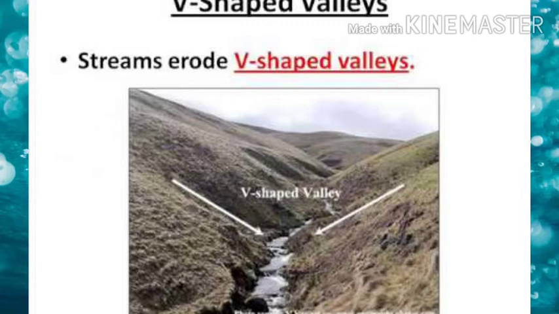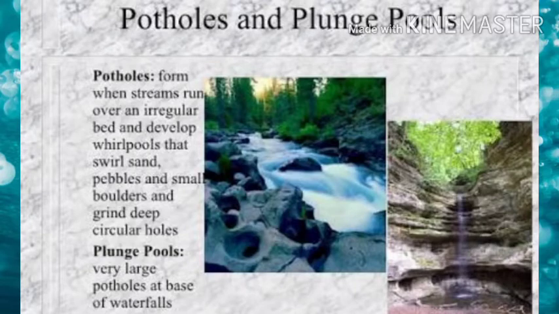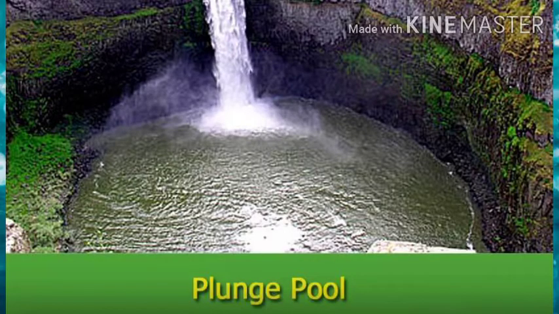as you can see in this given picture. Potholes are found over the rocky beds of hills. Streams form more or less circular depressions called potholes. And we talk about plunge pools. They are found at the foot of waterfalls, and they form due to soft rocks. Students, the plunge pools are below the level of the river beds.